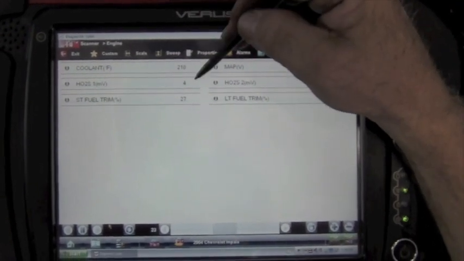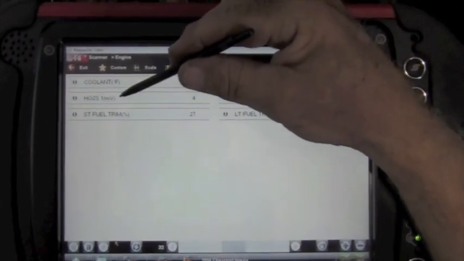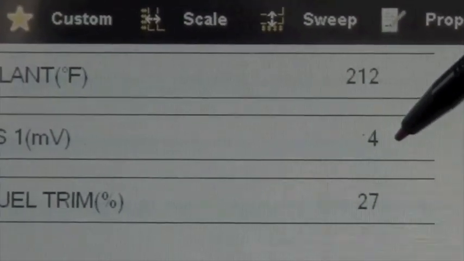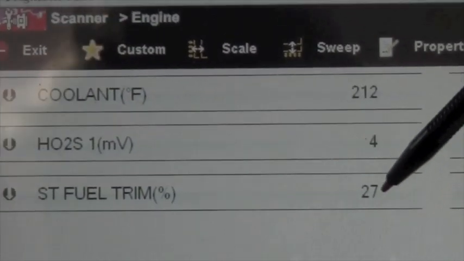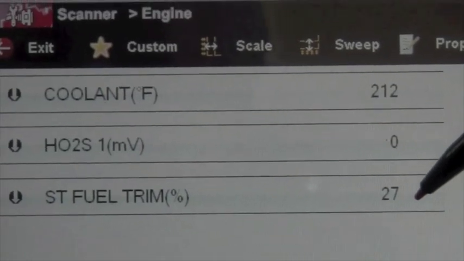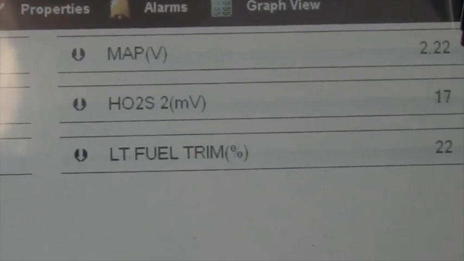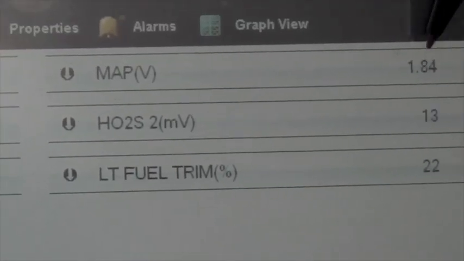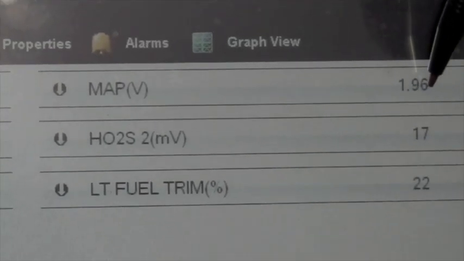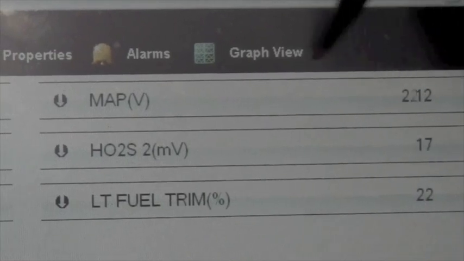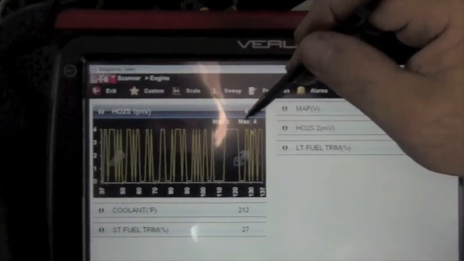What I want to do is notice here, the oxygen sensor on bank 1 millivolts is reading 0 to 4. Short term is 27. You can see the MAP voltage varying. Now that's probably varying because the engine's running bad. We don't have even vacuum there. Let's take a little closer look. There's the oxygen sensor and short-term fuel trim.